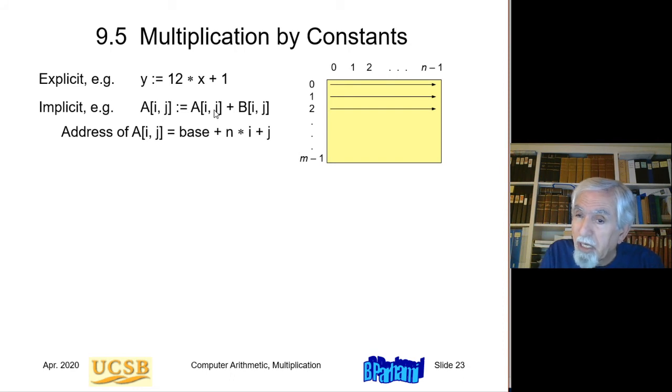There's no multiplication in the high-level language program, but there is an actual multiplication there. But this multiplication is by a constant. And if that constant is a good constant, so for example, if this array dimension is, let's say, 256, the multiplication by 256 is just a shift. I don't need to do an actual multiplication. So a lot of times in running programs, we have multiplications by constant.